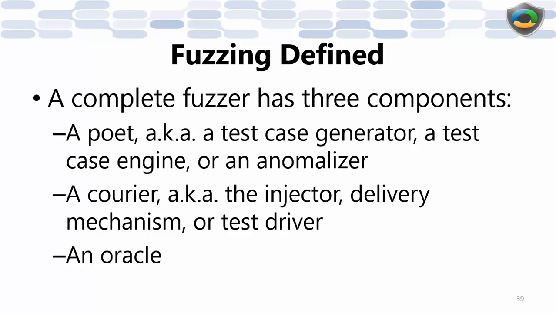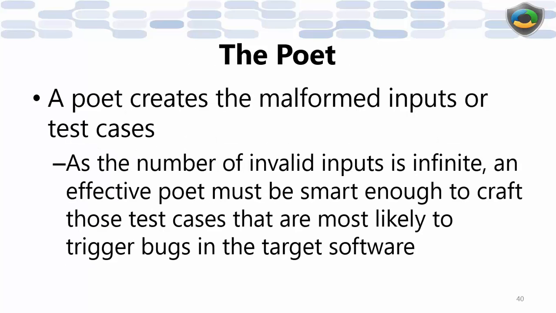All right. A complete fuzzer then has three different components. It has what's called a poet. It has a courier, and it has an oracle. You can see they go by other names as well. With the poet, it creates your malformed inputs or test cases. Notice an effective poet must be smart enough to craft test cases that are most likely to trigger bugs. In other words, a good poet will come up with test cases that are close to valid input, but that are not valid input.